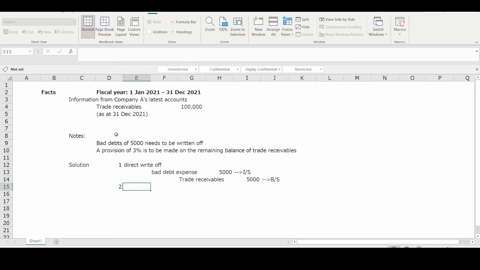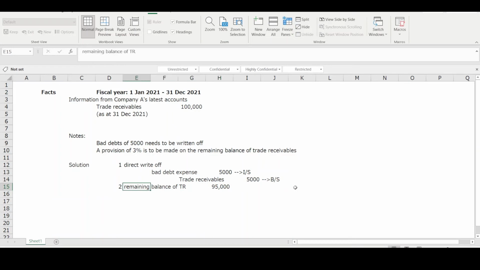Second step. After doing this direct write-off, they say a provision of 3% is to be made on the remaining balance of trade receivables. So first thing first, we need to calculate the remaining balance of trade receivables, because we did the adjustment. We reduced 5,000 from the trade receivables account, so now the remaining balance is originally 100,000 minus 5,000. So the remaining balance of our trade receivable account is 95,000, right?